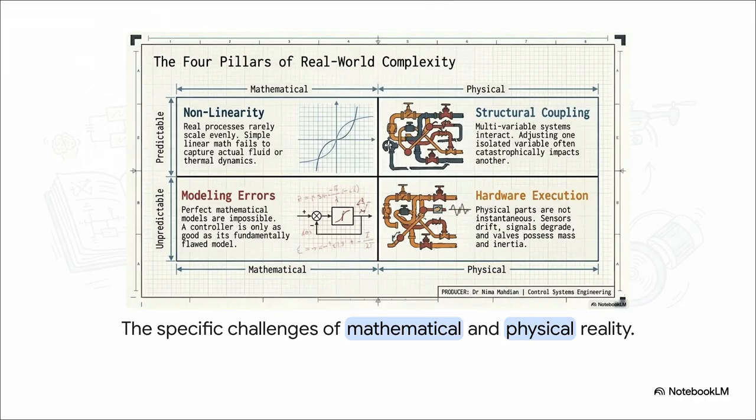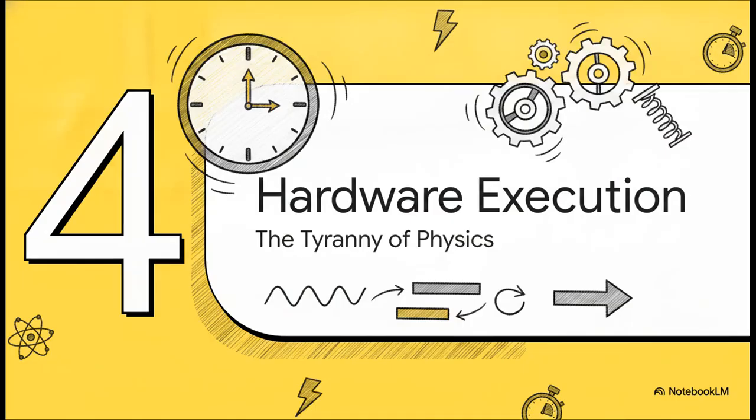Top left, nonlinearity. Real fluid dynamics, they don't scale in perfectly straight lines. Top right, structural coupling. Your variables physically interact with each other. Bottom left, modeling errors. The math is never, ever perfect. And bottom right, hardware execution. Physical parts have mass, and sometimes they just break. Keep these 4 enemies in mind for literally every design question you face. Which brings us to Section 4, hardware execution failures, and the sheer tyranny of physics.